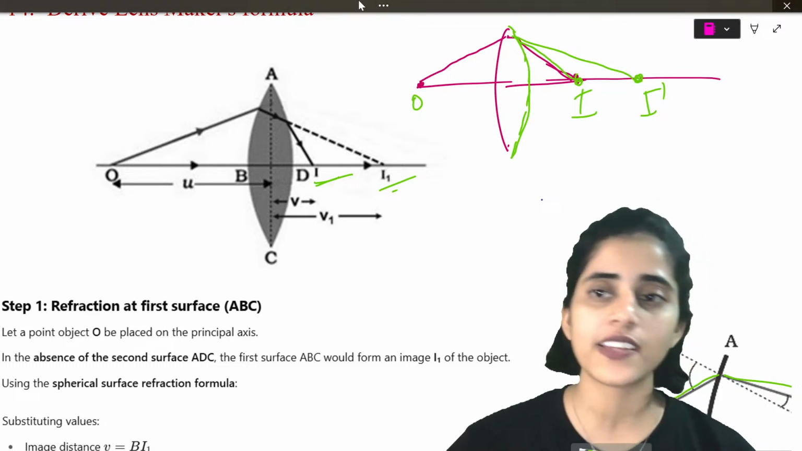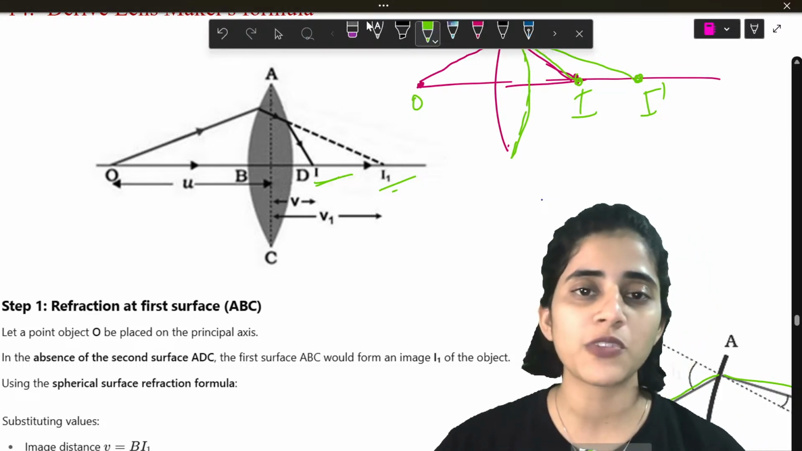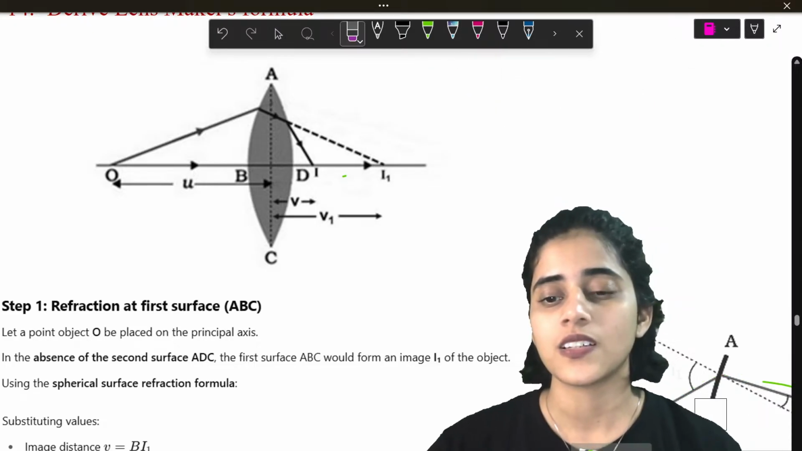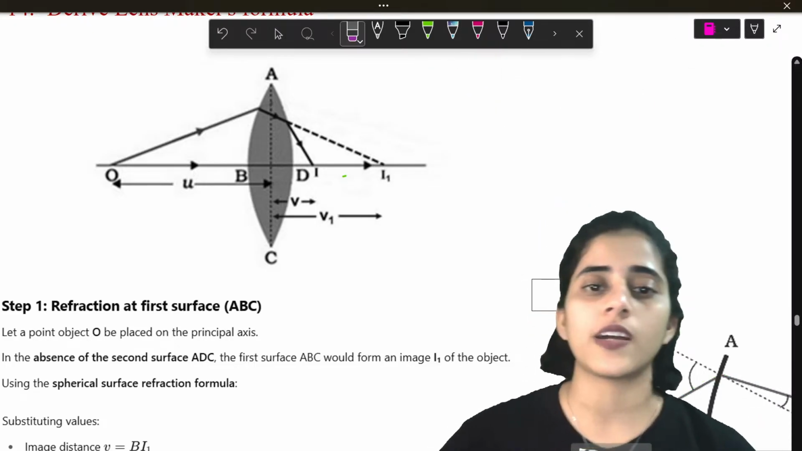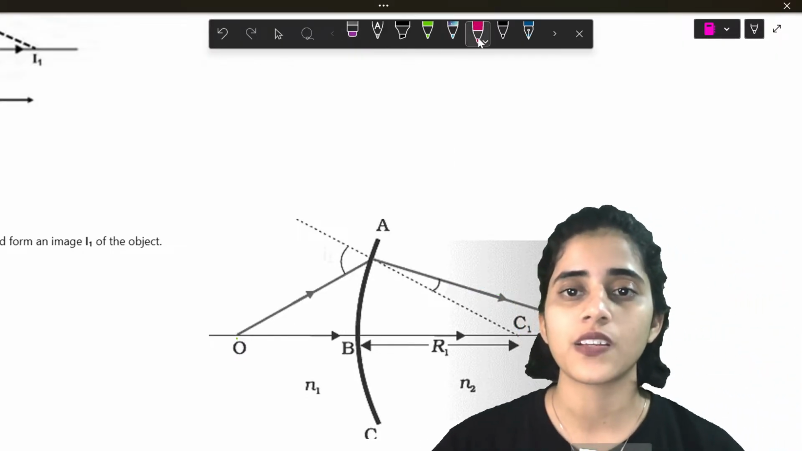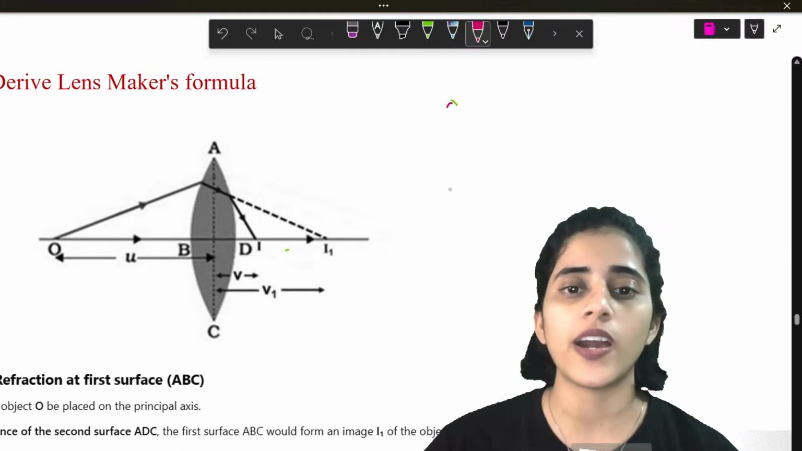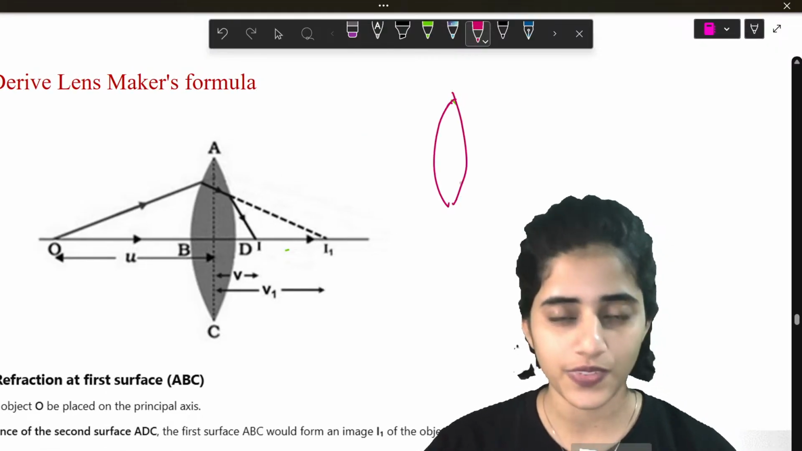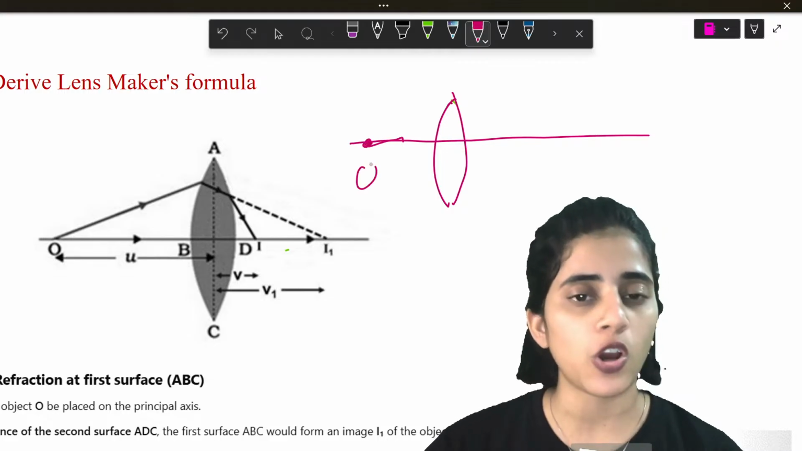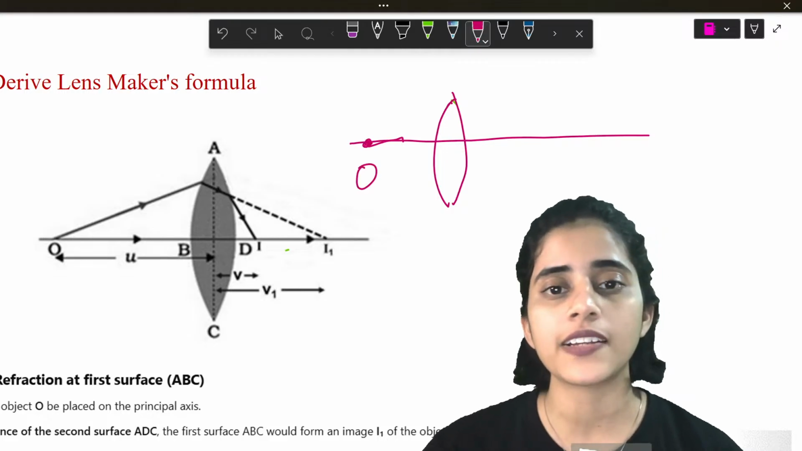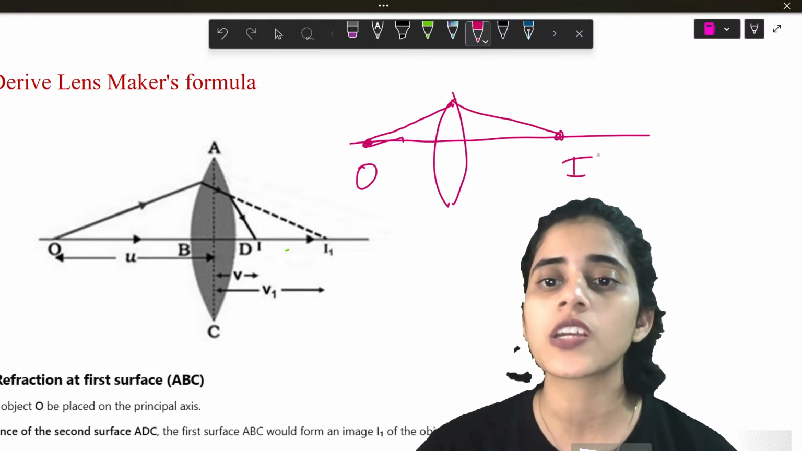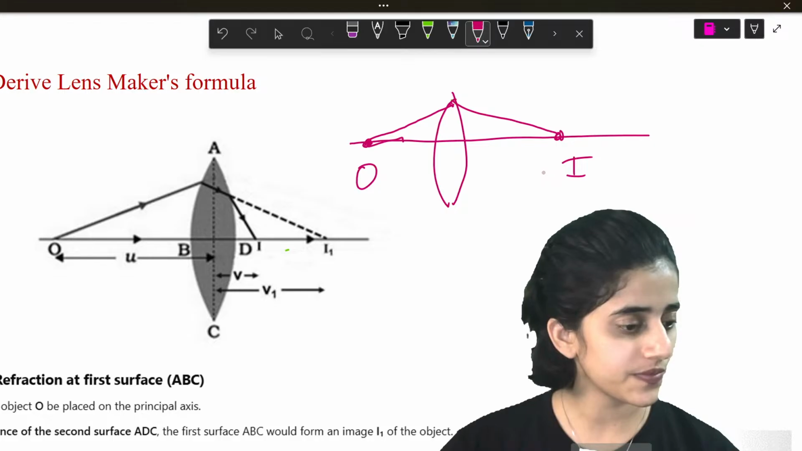You don't understand the diagram? Which diagram, Nishu? This diagram? See, the diagram is not complicated. You have a lens, you have a principal axis, you have an object. Light ray passes through the lens, it is refracted, and you get the image here.